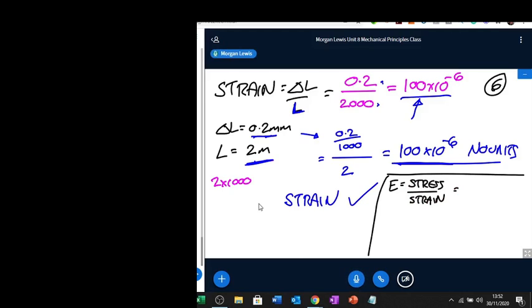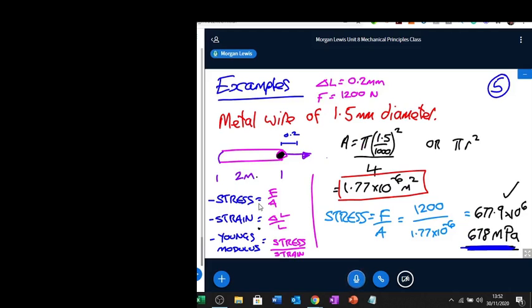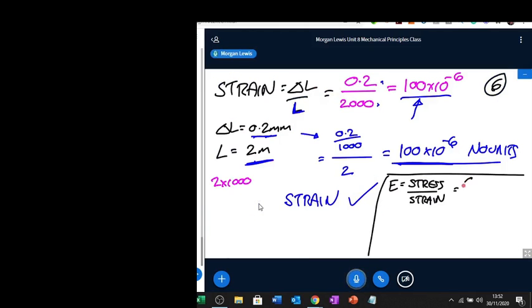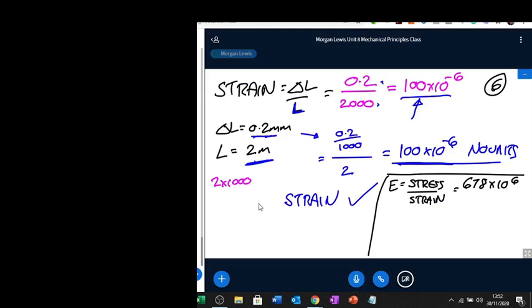We know the stress is 678 megapascals. We'll use that because it's rounded up, but we'll still use it. 678, don't forget the mega. All divided by the strain, which is that there, 100 times 10 to the minus 6. It's going to be a big number because it's a very big number divided by a small number.